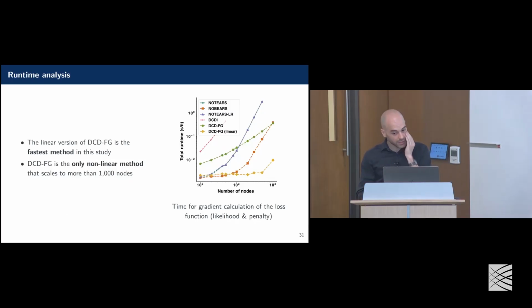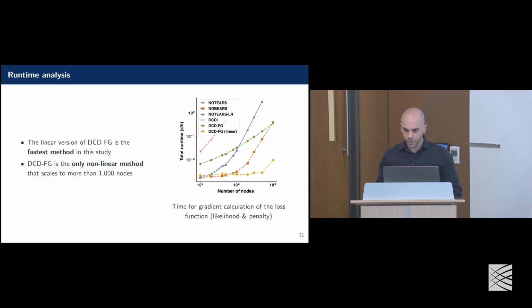Then I did some runtime analysis. In this context, what I did is look at the time for a backward pass on the full loss function, comparing a couple of different methods, with the number of factors fixed to 40 and the number of nodes growing. I've put a bunch of methods here. Some of them are linear, some of them are nonlinear, and some of them have neural nets.